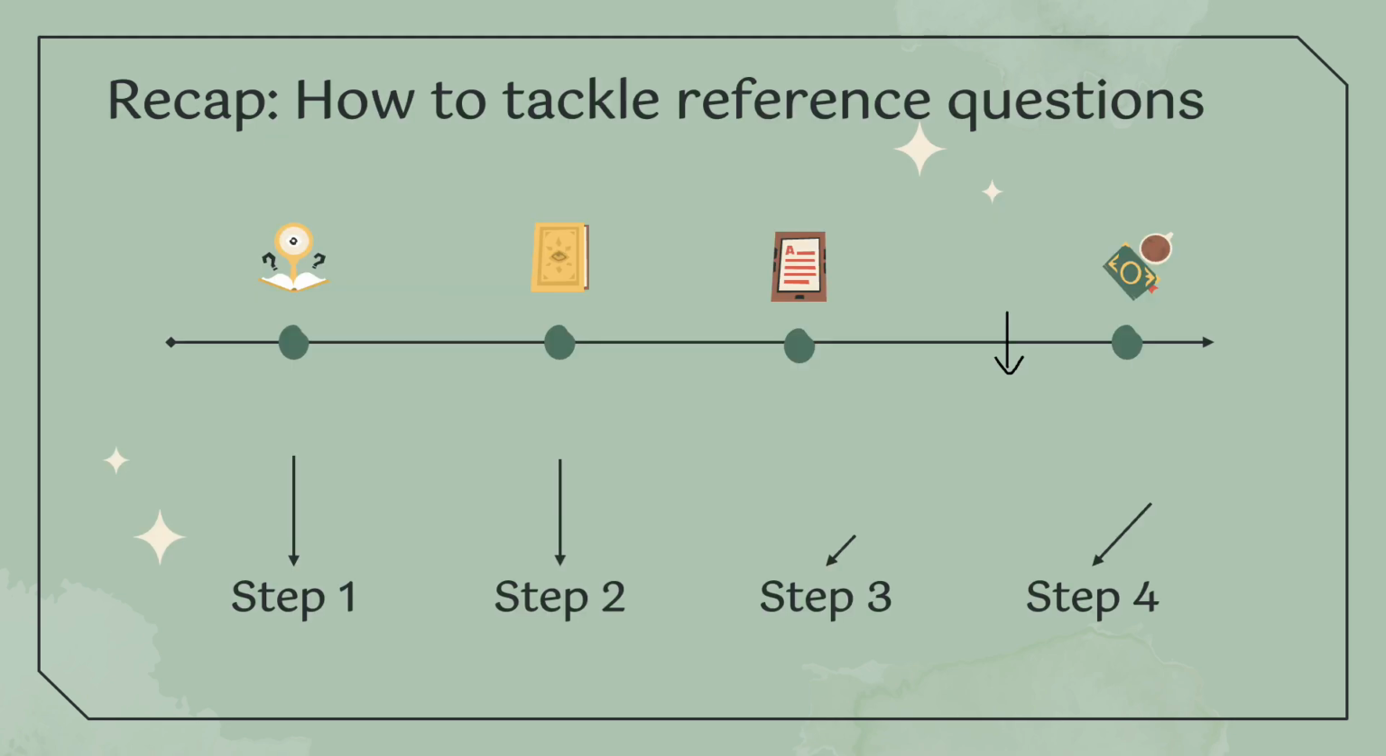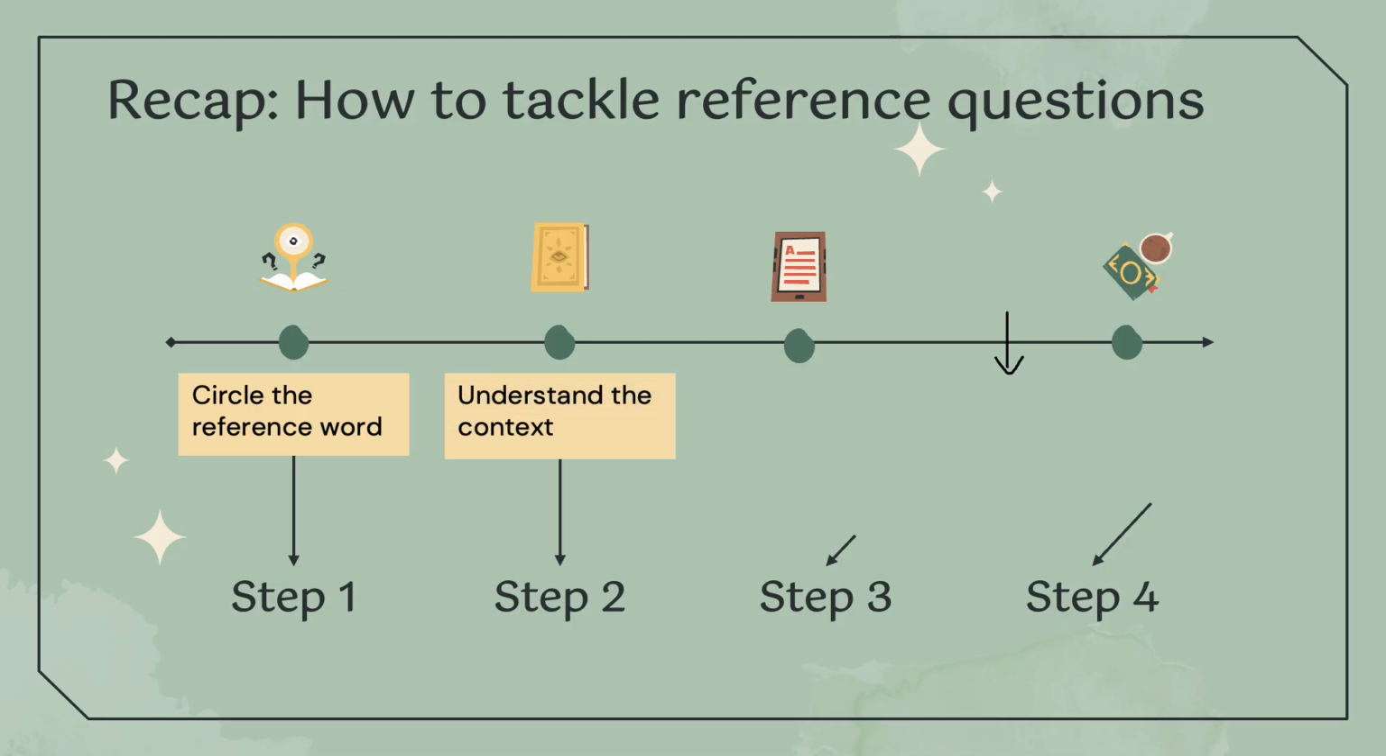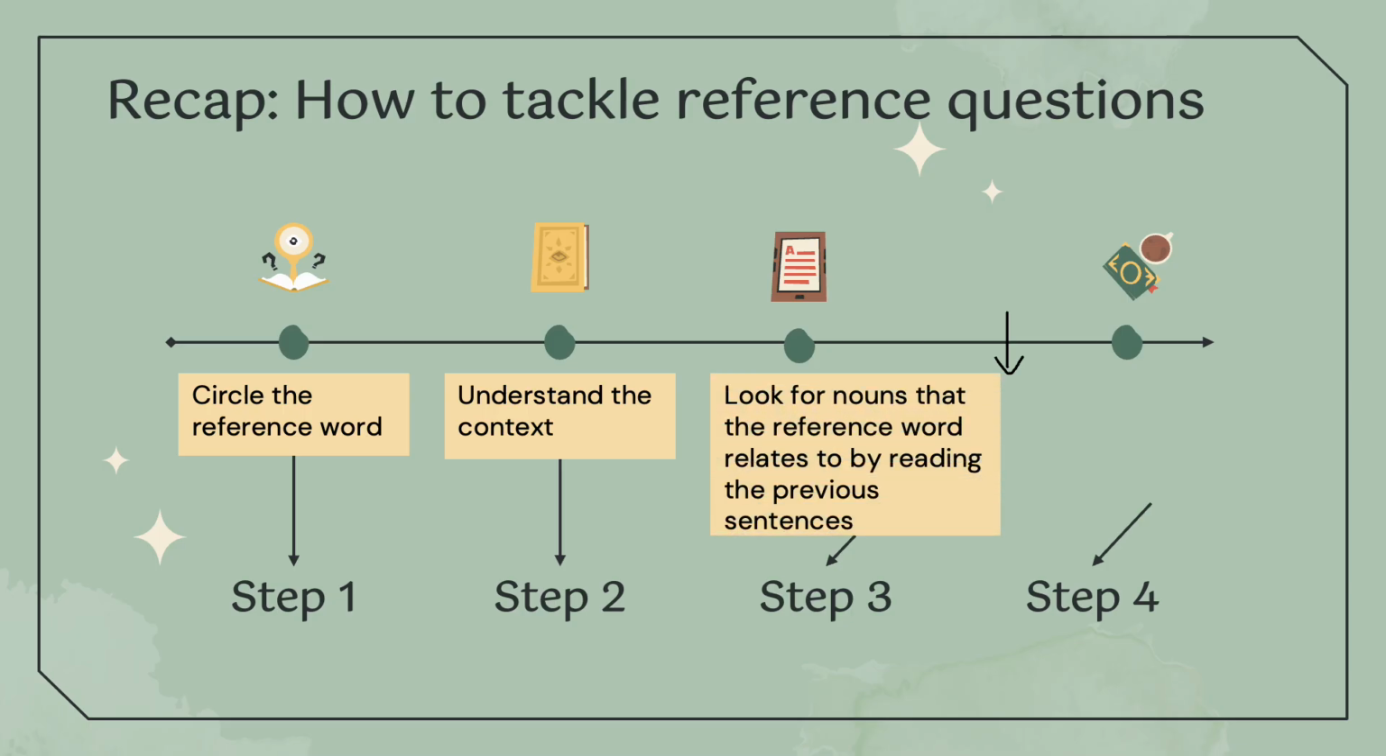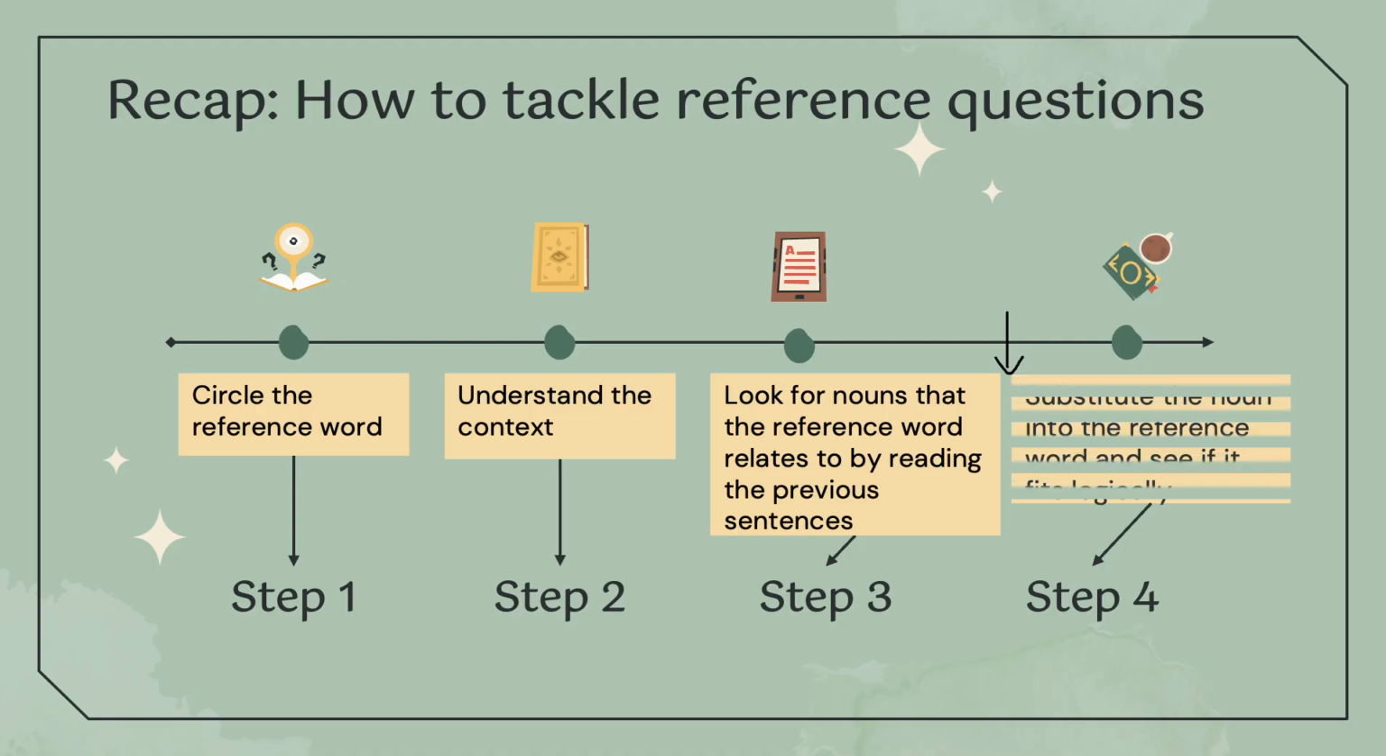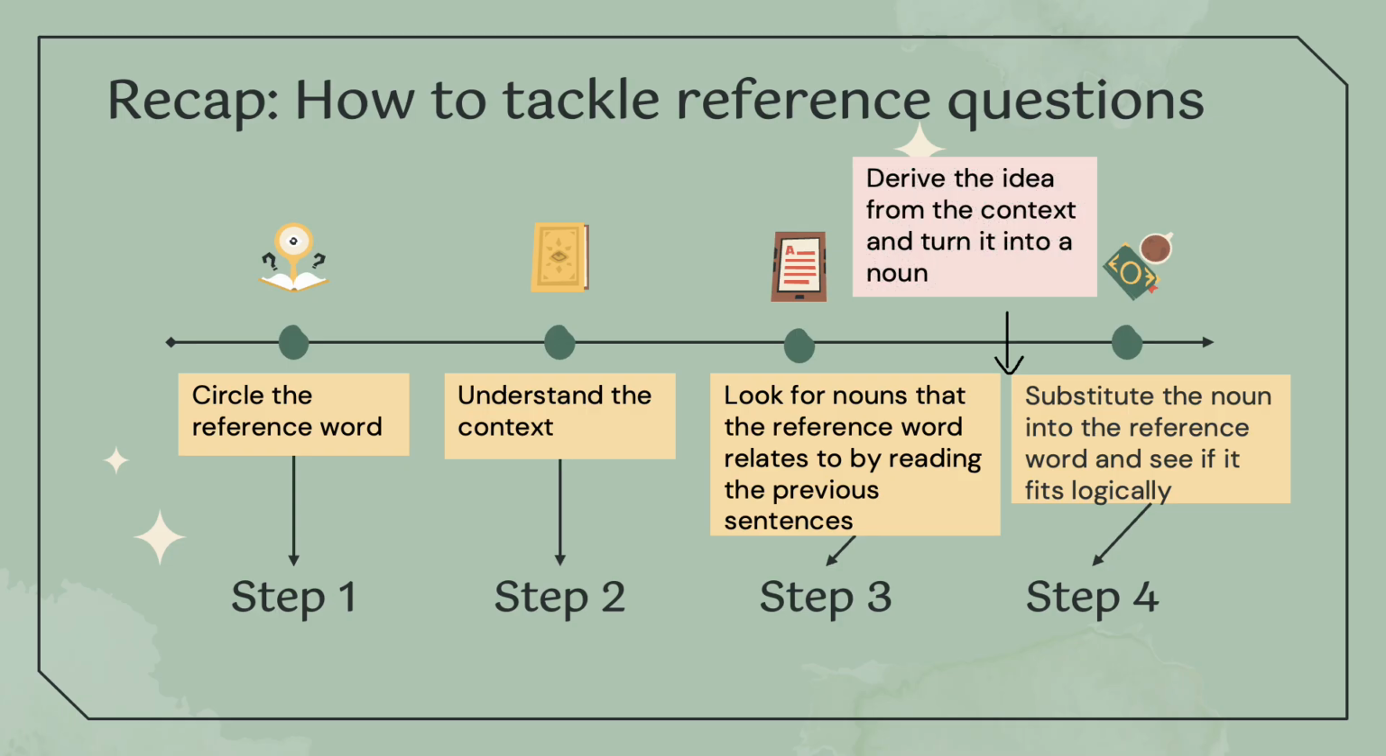Finally, let's recap what we have learned today. When you sit for your reading exam and see a reference question, don't panic. Just follow the 4 steps. You are able to tackle the reference questions. Step number 1, circle the reference word. Next, step number 2, do a context check. Step number 3, look for the key nouns in the previous sentences, or summarize the ideas if you are facing a level 2 question. Finally, remember to do the substitution and see if the word fits the sentence logically.